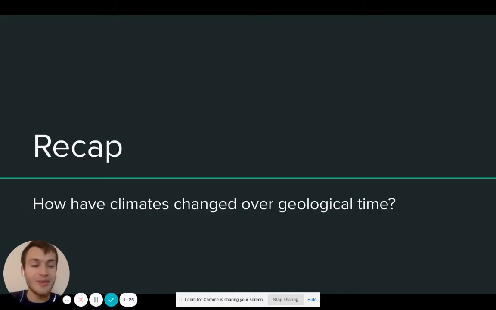Again, geological time is a long time in the eyes of the Earth. So that would be like thousands, millions, or even billions of years. Our planet is very old.